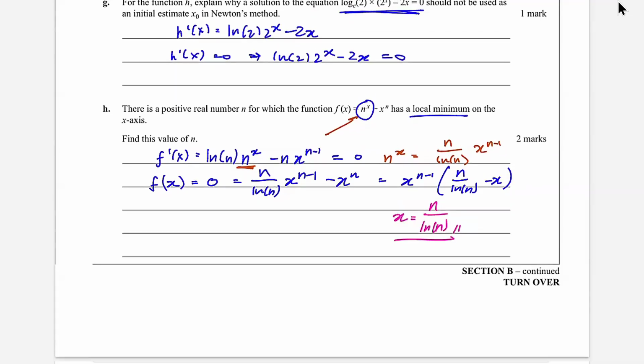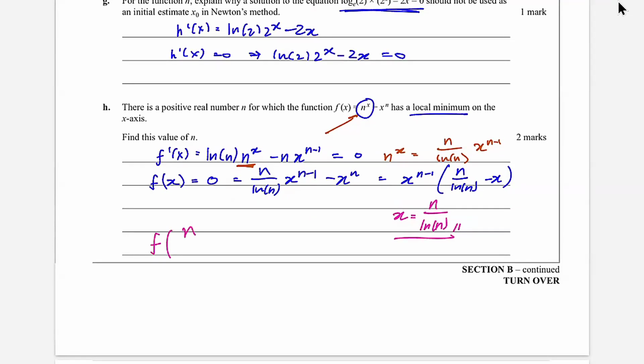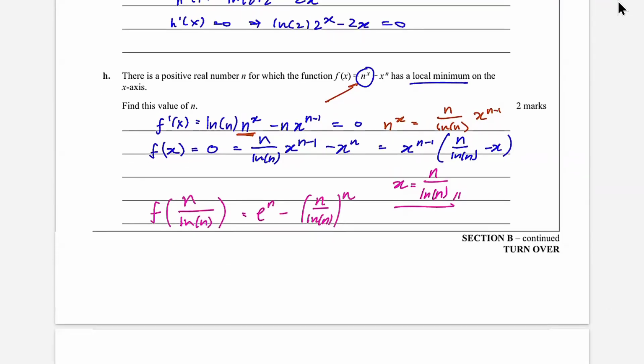Okay, and then we're going to find f of this. You can put that in your CAS, and it will give you e to the n minus n divided by ln n, all to the power of n. So what we can notice here is that if this has to be equal to 0, and these are both to the power of n, then you can equate the insides. So e will be ln n divided by n.